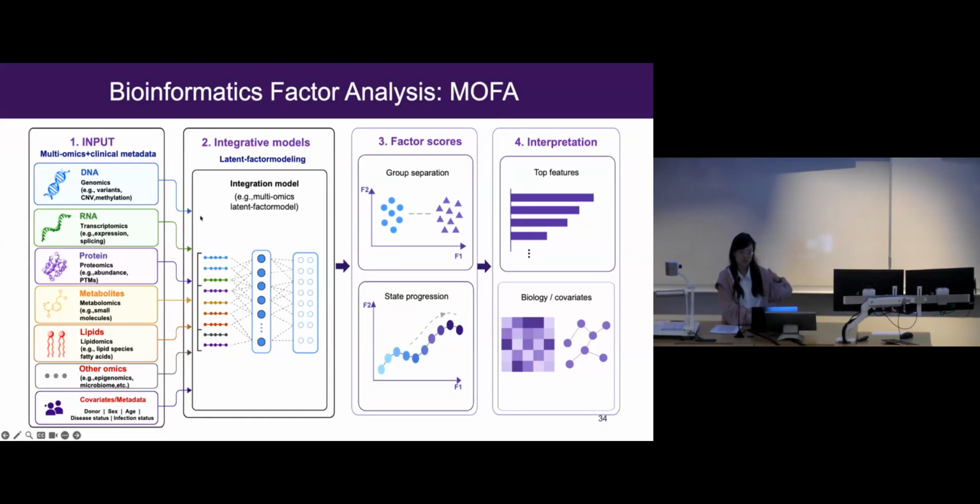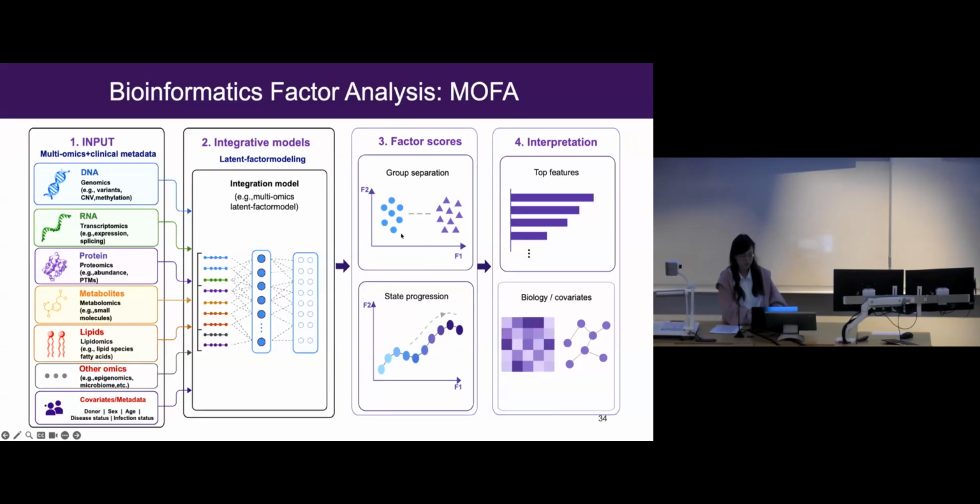Then we try to, as I said, reduce the dimension. Otherwise, we lack the statistical power to explain all the things we observe. So that means that instead of just integrating all the features together, we try to capture the major directions we want to look into in the data. After the model is trained, we can look at some factor scores for each of the samples or the cells.